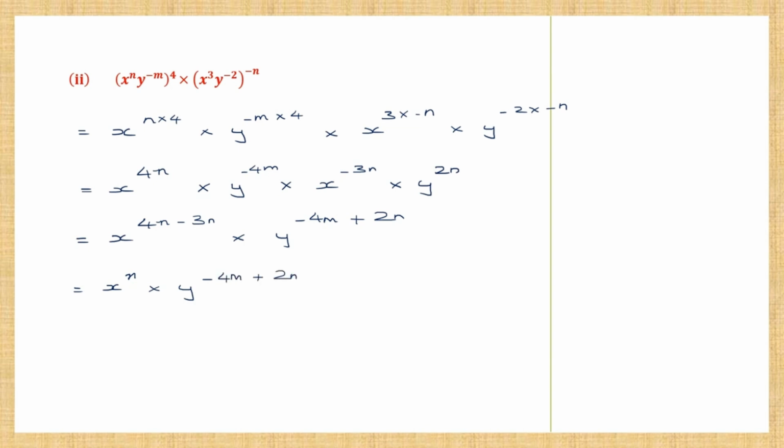But here our question says we have to make this a positive index, isn't it? So the indices have to be positive. Now this is positive, so we'll write this as it is. X to the power of n into, now to make this positive, we just have to put this positive number in front. So that becomes y to the power of 2n minus 4m. So our final answer is this, x to the power of n into y to the power of 2n minus 4m.